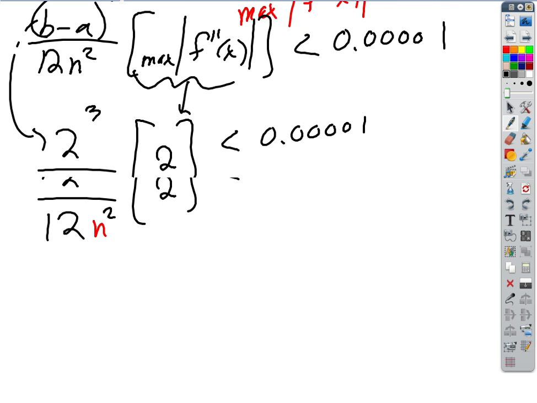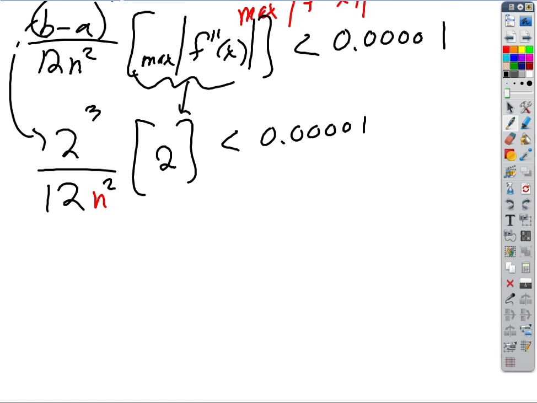So if we simplify this, let's see, we get 2 cubed times 2 is 2 to the 4, so that's 16? Yeah. So 16 over 12 would be 4/3. So 4 over 3n squared is less than 0.00001. Right? Now what do we do to get that to solve for n squared there? Here's a tricky step. Gotta be a little careful with that. But what can we do with a ratio like this? The n's on the bottom, unfortunately. I need it on the top.